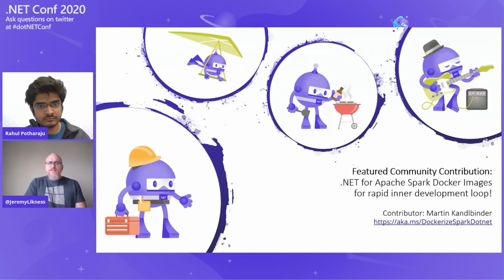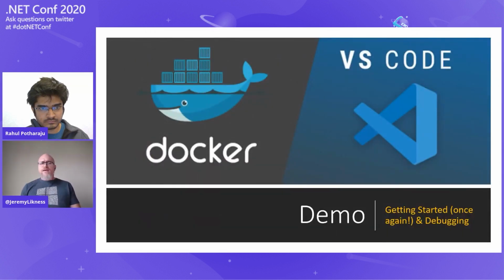Now, one of the nice things about .NET for Spark being open source is we get these amazing community contributions. And one of those that's helping us close that inner development loop is this community contribution of a set of Docker images. There are several Docker images that out of the box create that environment. And that is actually perfect for me because I have a brand new laptop and I did not install Java. I did not install Spark. So I have none of those tools on my machine.